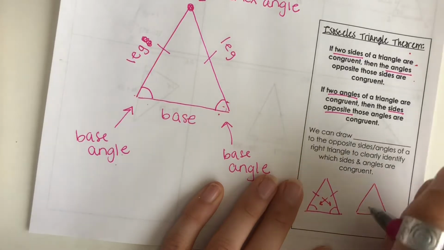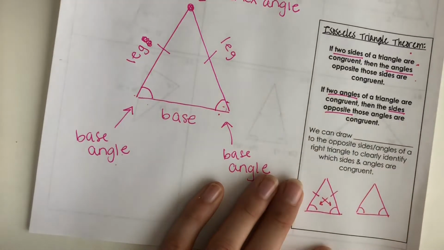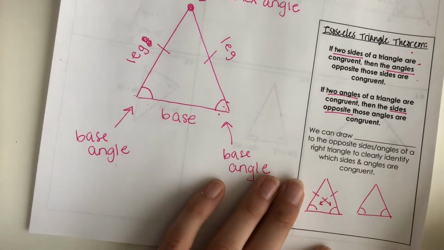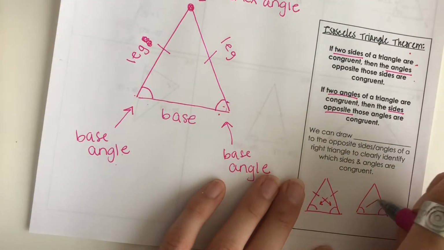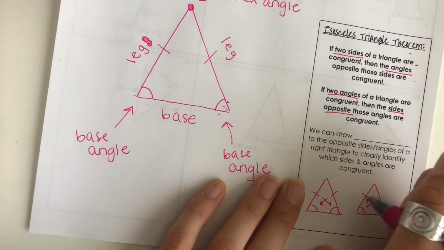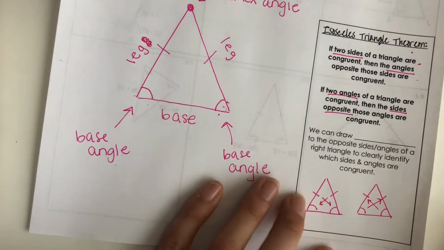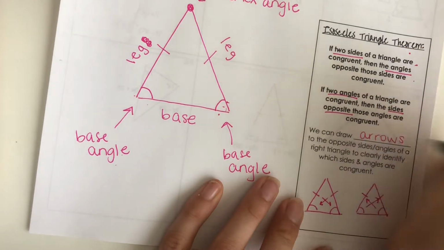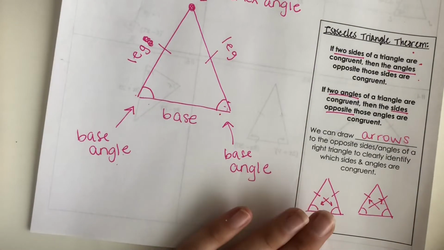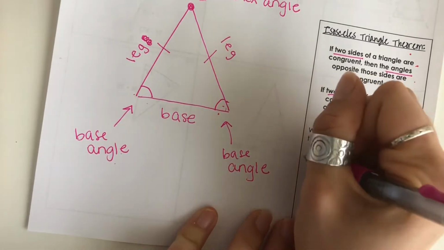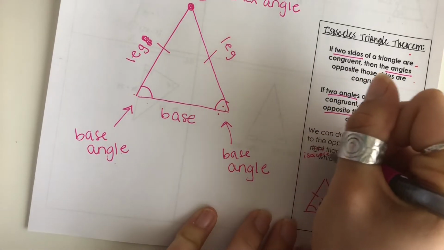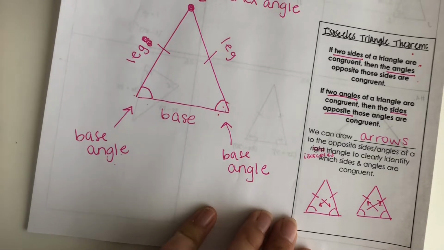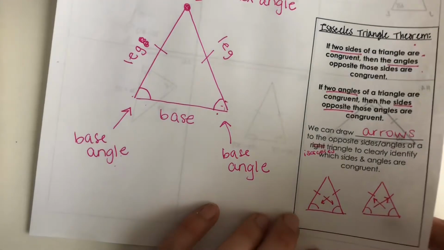Similarly, if I have two angles that are congruent, I can then say, okay, two angles are congruent, that means it's an isosceles triangle, which means two sides are congruent. So we can draw arrows across, and then I have two sides are congruent. So we can draw arrows to the opposite sides or angles of an isosceles triangle to clearly identify which sides and angles are congruent. So let's do a couple examples of that.